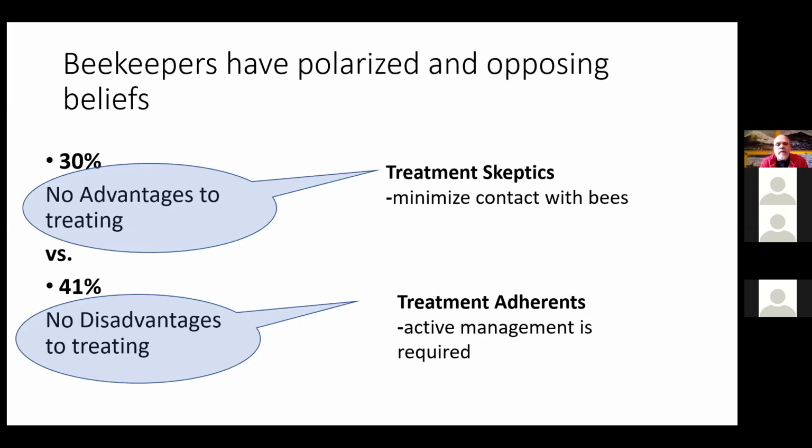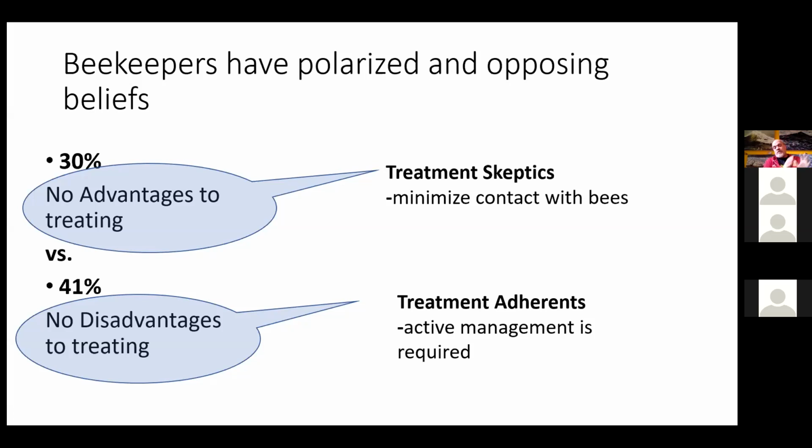We also have 41% of beekeepers on the other extreme. These are the treatment adherers, and they see no disadvantages to treating. And what's core to this, though, is that the sociologists tried to figure out what the belief system is. Treatment skeptics truly believe that they should minimize contact with the bees, that they should have as little to do with the bees as they can, whereas treatment adherents believed that they needed to actively manage hives to keep them alive.